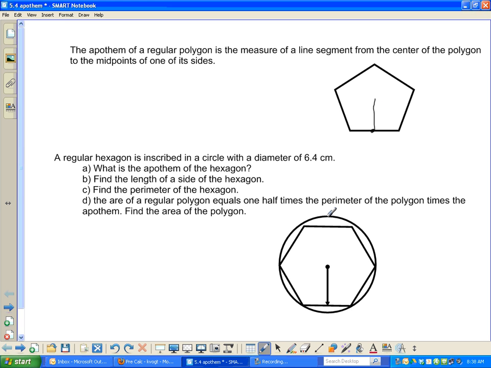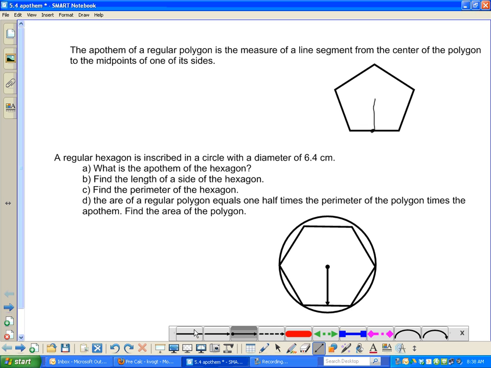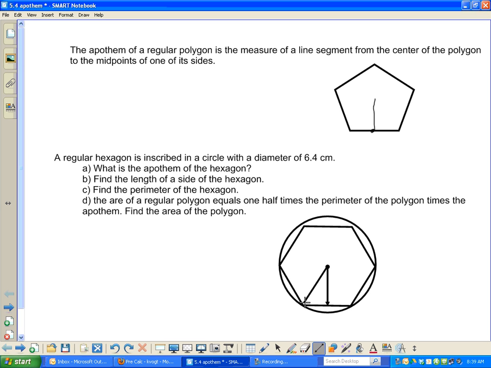So if the diameter from one side of the circle to the other is 6.4 centimeters, then our radius from the center to the outer edge of our circle here should be 3.2 centimeters. What is the apothem of the hexagon? That's going to be this line I drew with the arrow here. We want to find the side length, the perimeter, and also the area.